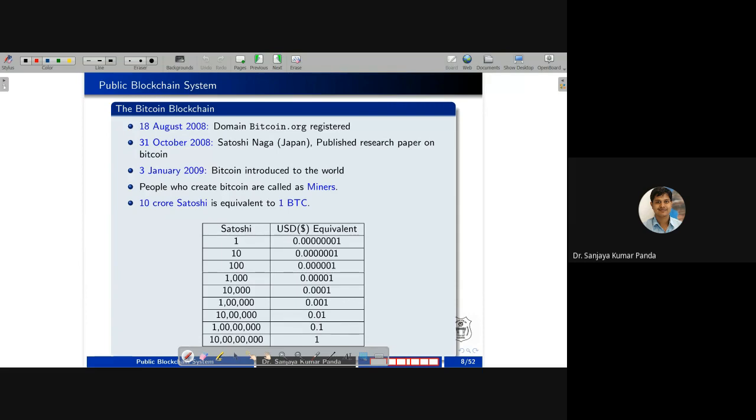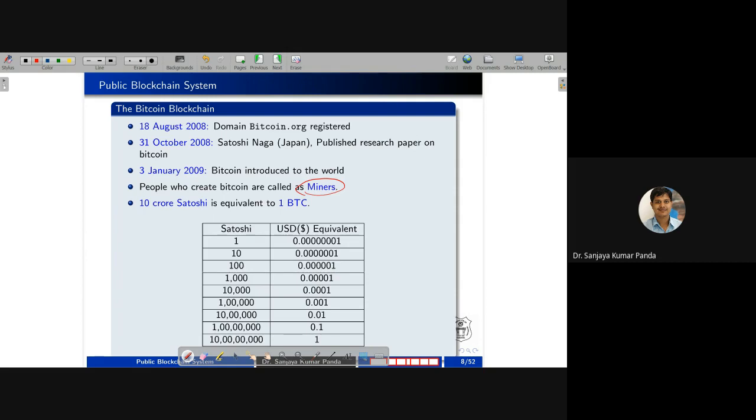And who actually manages Bitcoin? Who is going to validate? The miner has to validate this, right? So people who create Bitcoin are called miners. Miners can also create a block and can validate a particular block. So there is another unit, you can say, that is Bitcoin, which is BTC. If you compare, one BTC is equivalent to 10 crore Satoshi.